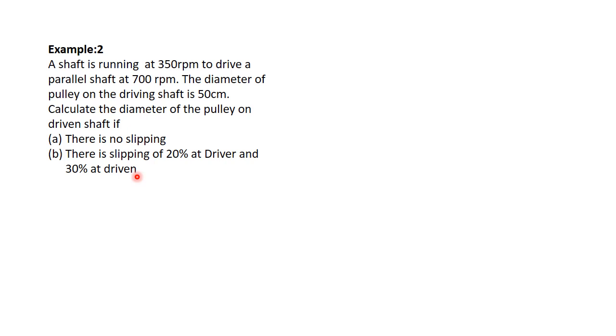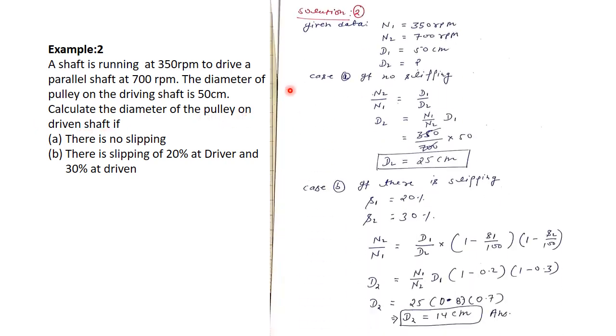First of all, we have to identify which is the driver and which is the driven shaft. The driver shaft has a speed of 350 rpm and the driven shaft has a speed of 700 rpm. The driving shaft diameter is 50 centimeter and the diameter of the driven shaft is to be calculated. Okay, so the given data are n1 equals 350 rpm, n2 equals 700 rpm, d1 equals 50 centimeter, and d2 is to be calculated.